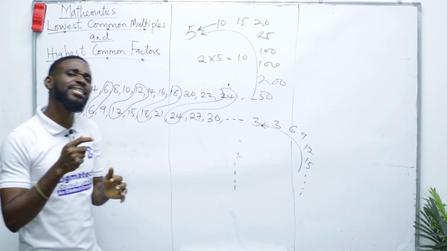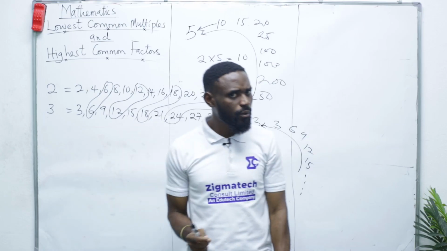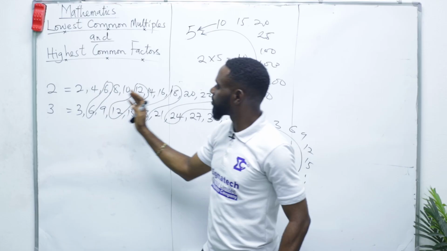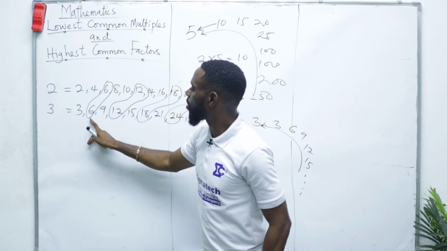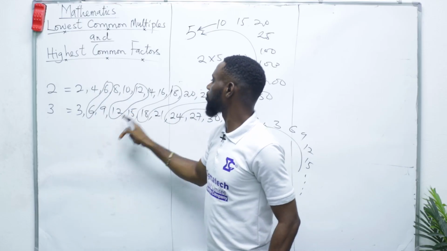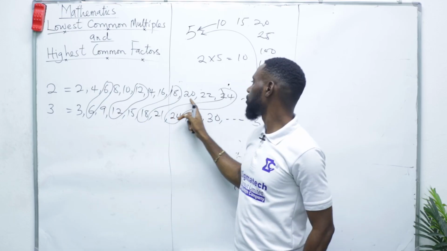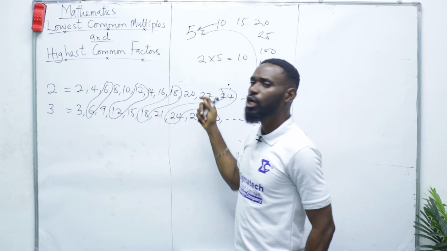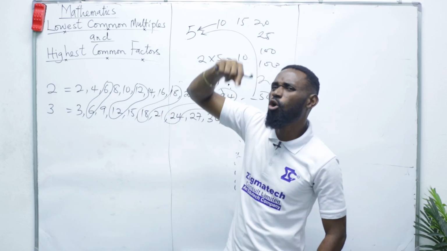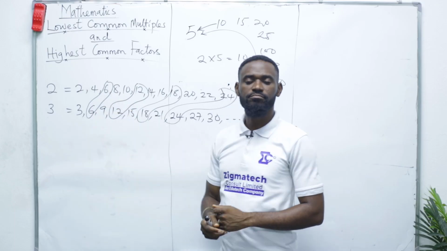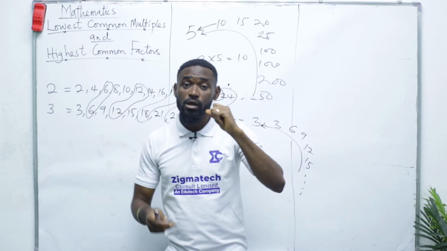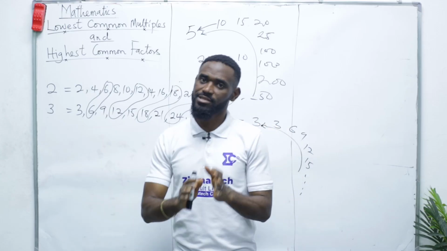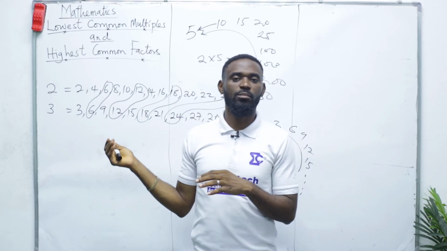But what we want to learn now is the lowest common multiple. If you look at everything here, 6, common multiple, 12, common multiple, 18, common multiple, 24, common multiple. In this 1, 2, 3, 4, which one is the lowest common multiple? It is 6. So when they ask us, what is the lowest common multiple of 2 and 3, it is 6. That's what we're talking about.